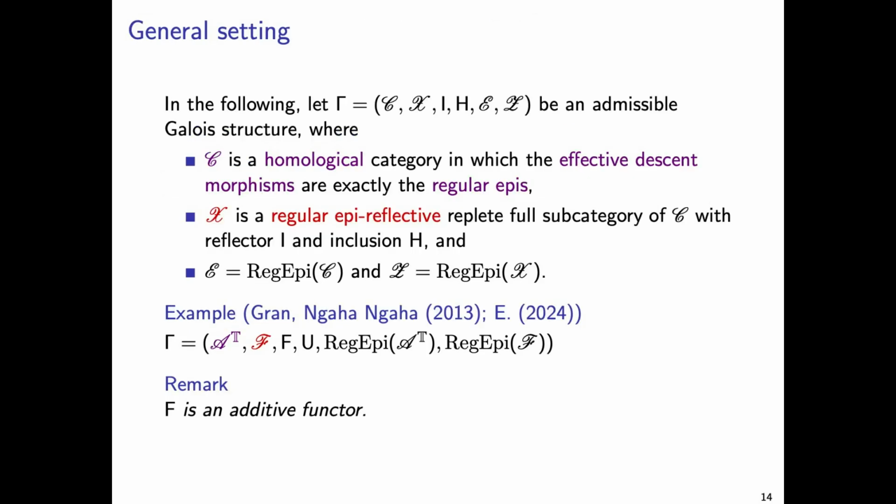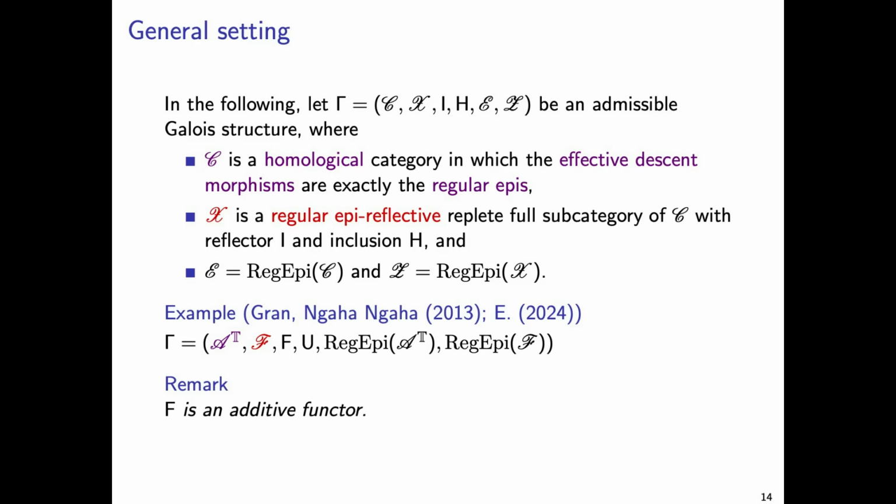Okay, in the following I will recall some general results and then apply them to this concrete example. And for this, Gamma will be an admissible Galois structure where in addition C is a homological category, where the effective descent morphisms are exactly the regular epis, and X is a regular epi-reflective subcategory of C. And as classes of extensions, we take the regular epis in both categories. Louvain and Galois show that in a quasi-abelian category, the effective descent morphisms are exactly the regular epis, so our example meets all the conditions above.